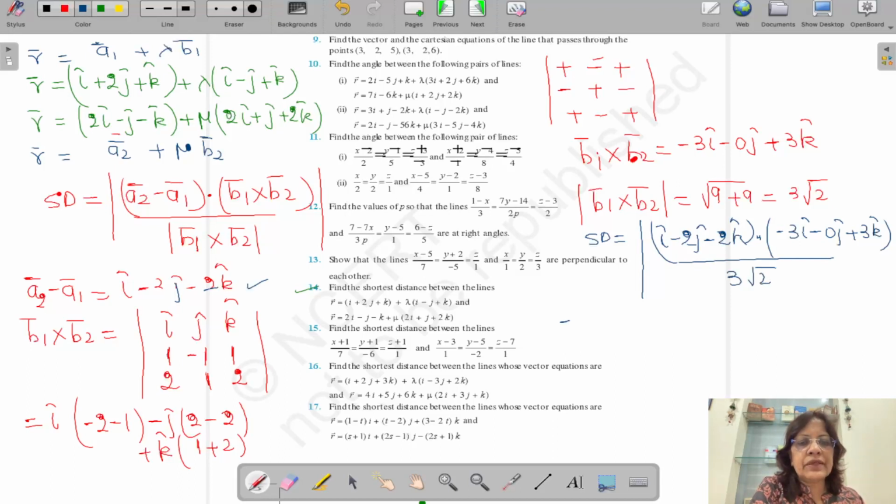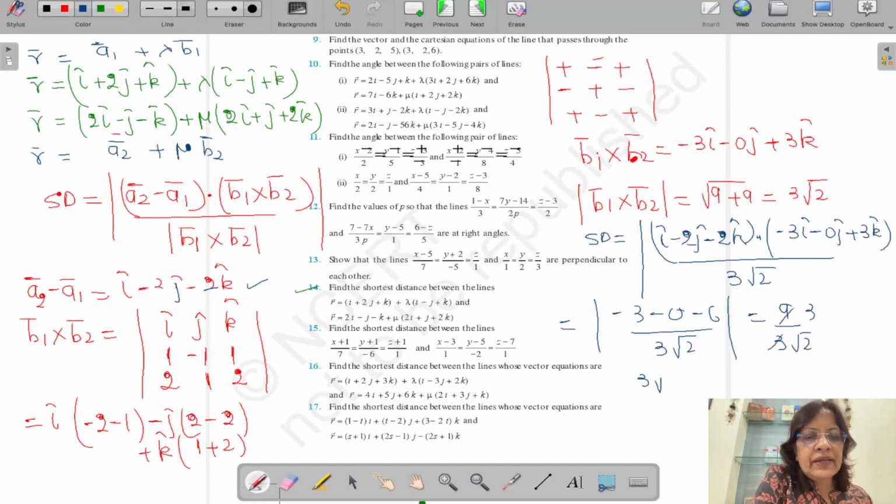So this will be minus 3, this is 0, minus 2 plus 3, which is minus 6 upon 3 root 2. So finally it is coming out 9 upon 3 root 2, which is 3 upon root 2, or we can write it as 3 root 2 upon 2. This is the shortest distance between the two lines, in units.